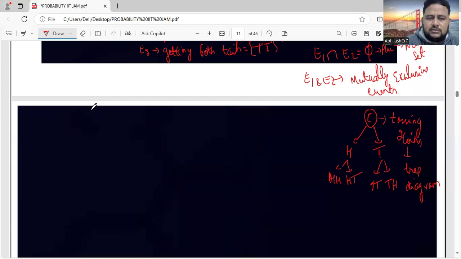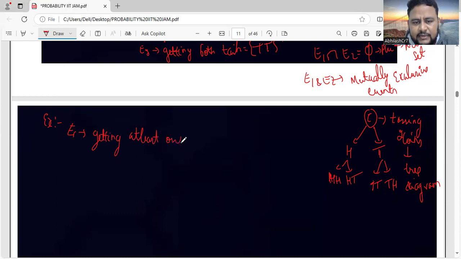Next, we will take one more example to learn more about mutually exclusive events. The example is getting at least one head. Event one is getting at least one head when tossing two coins.